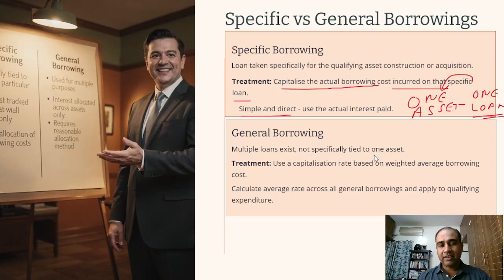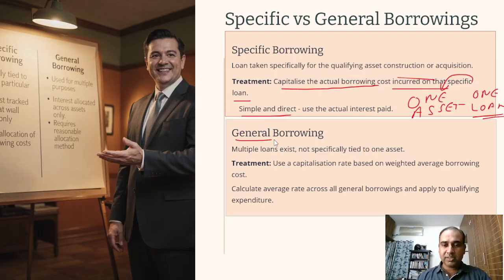What are the three conditions? First, money should be spent on that asset. Second, borrowing cost should be incurred. Third, the activity should be in progress. That means the construction activity should be in progress. These are the three conditions of capitalization. If these three conditions are met, we can capitalize the borrowing cost.